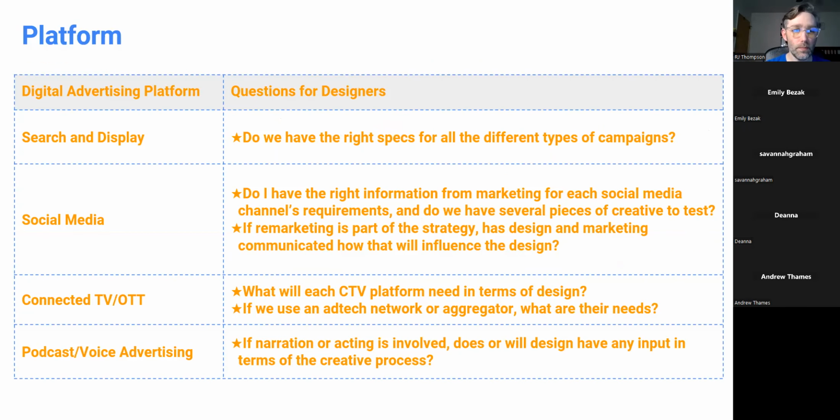Platforms. Search and display. Do I have the right specs for the campaign? Am I speaking to the right people? Are my search terms accurate? Social media. Do I have the right information for marketing to target folks on social? Does my creative stand out on social?